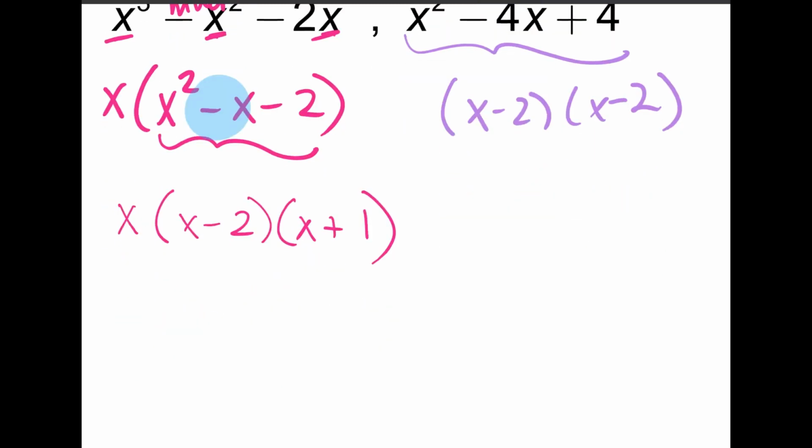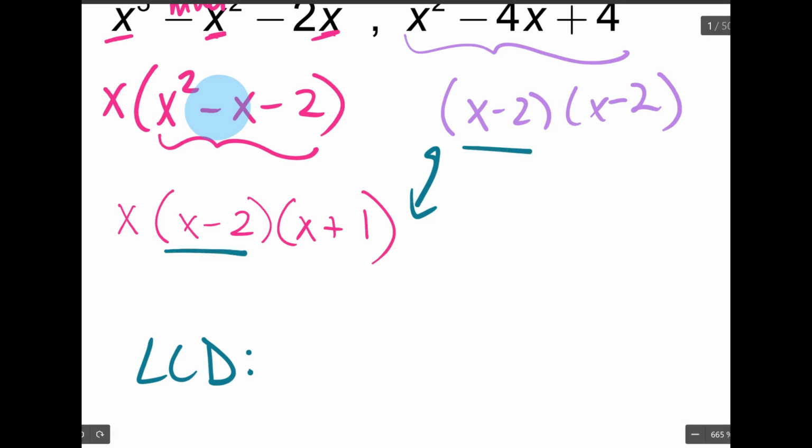Okay, so for my least common denominator, I need to include all of the factors, but I don't want to have to repeat things more than once. So if I multiply these together, I would get x minus 2 times x minus 2 times x minus 2. Versus, if I look at what they have in common, I have one less factor of x minus 2, because I already took that into account.